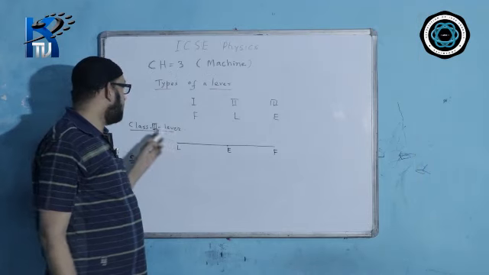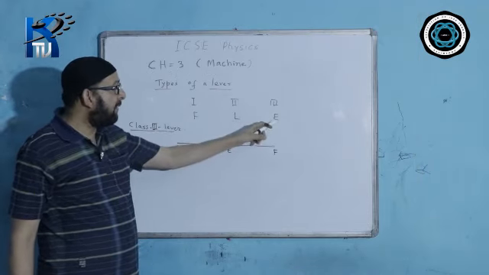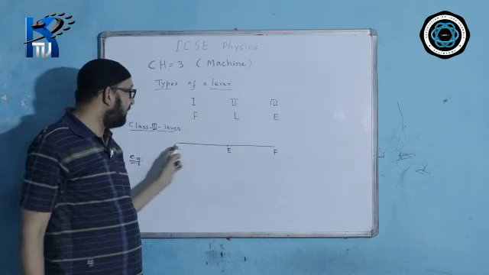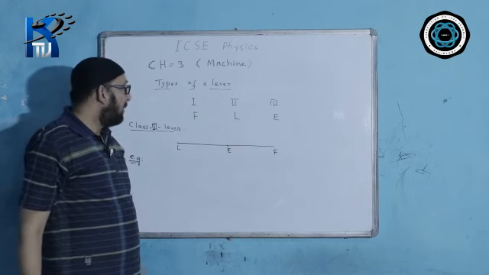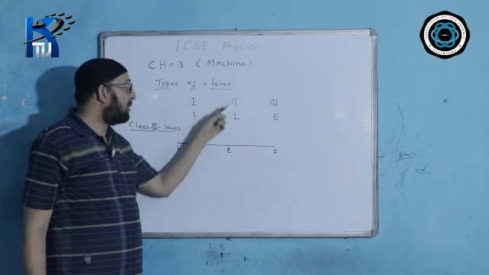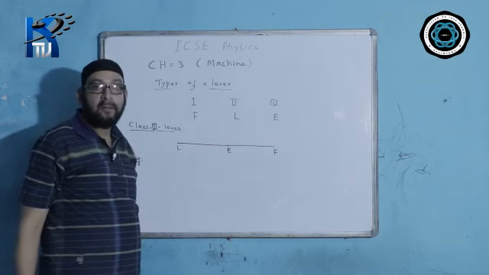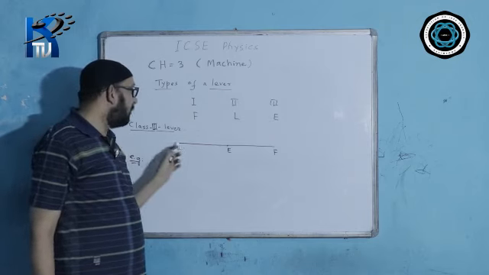Now see what is class 3 lever. As I have written already, class 3 lever will have effort in between. Effort lies in between fulcrum and the load. Class 1 lever is the lever in which fulcrum lies in between. Class 2 is the lever in which load lies in between, and class 3 lever is the lever in which effort lies in between the load and the fulcrum.